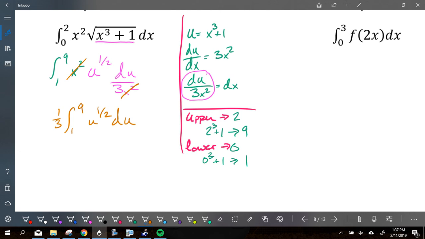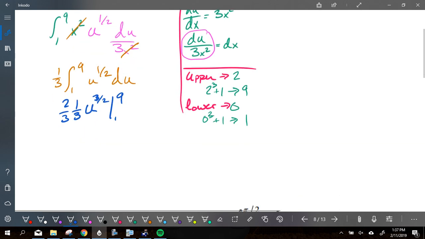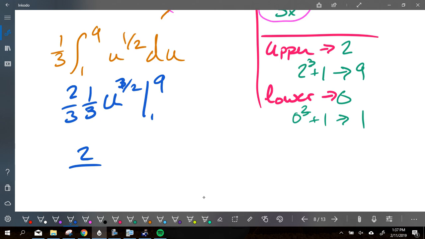Then I'm integrating u to the 1/2 power. I'm adding 1 to my exponent, so now it's u to the 3/2 power. I'm dividing by my new exponent, and so it's like multiplying by 2/3. And I'm evaluating that thing from 1 to 9. My handwriting got bad there, sorry. 2/9.